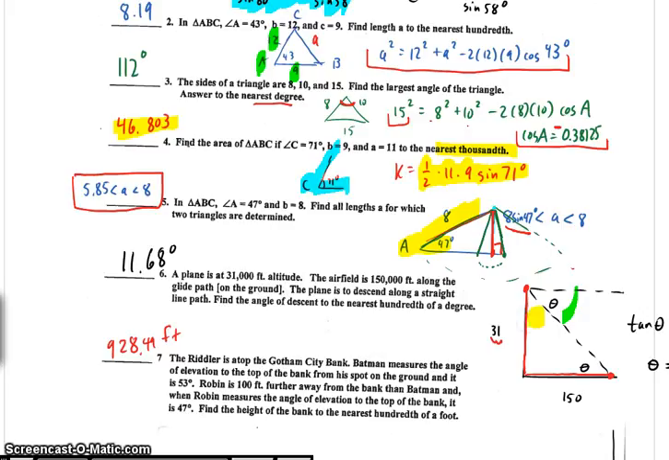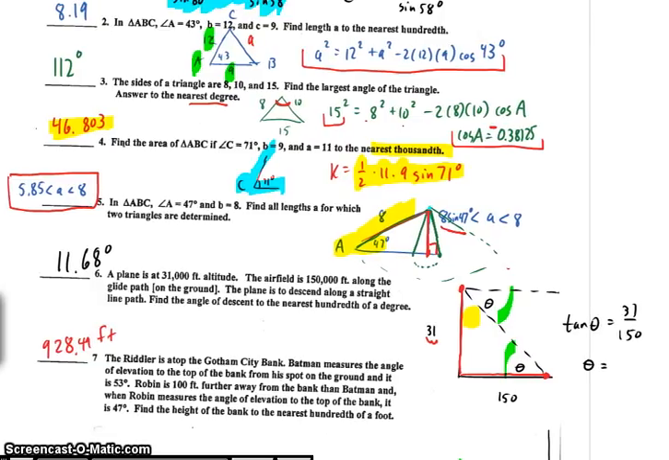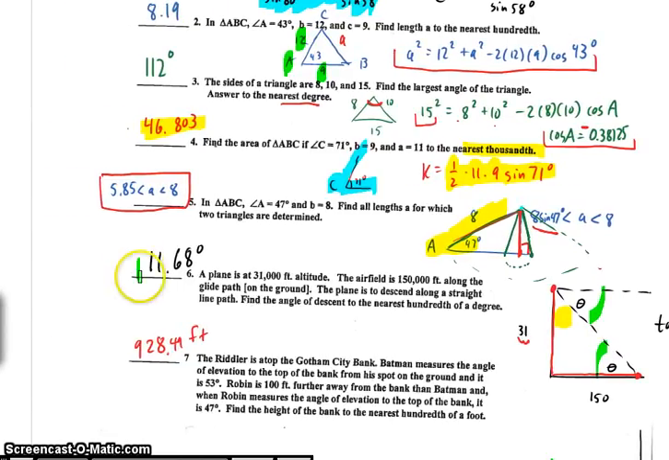Okay, and so I noticed that the angle of descent is the same as the angle of elevation here, and then I'm just going to use inverse tangent to find that angle. You know the tangent of the angle is 31 over 150, so use inverse tangent to find the angle to the nearest hundredth, and you get this answer. All right, number 7.